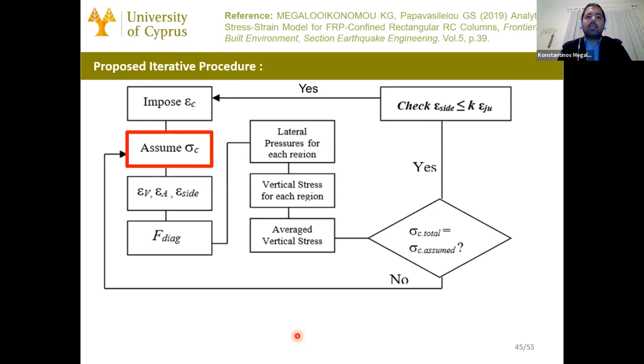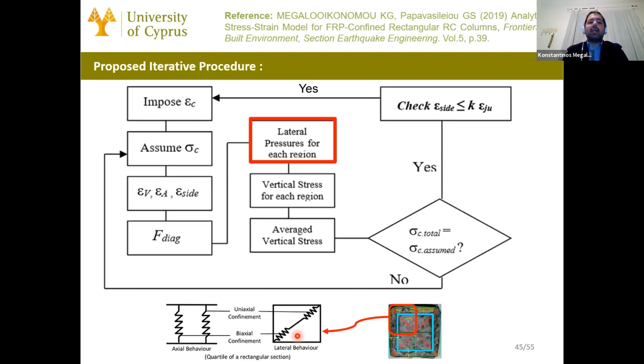you assume a vertical stress. You calculate the volumetric strain and the area strain and side strain of the section. You calculate the diagonal confining force at the corners, and using a system of generalized springs, vertical and lateral, springs in parallel and springs in series, you can define the lateral pressures for each region and the vertical stress for each region, and you average that, and you converge to the right value after iterations of vertical stress.